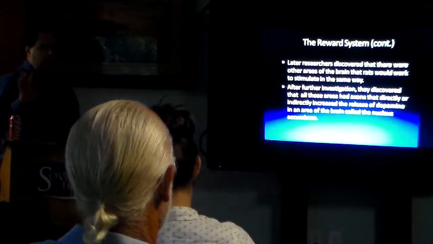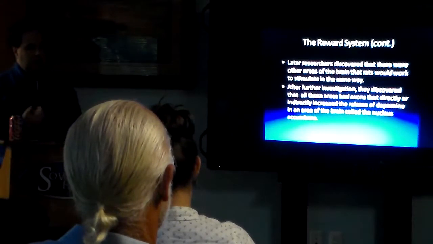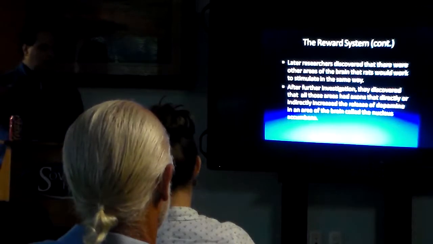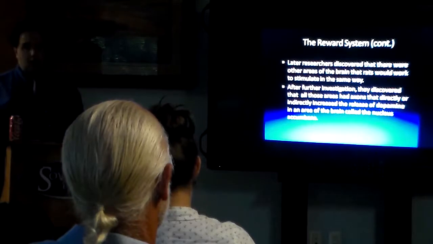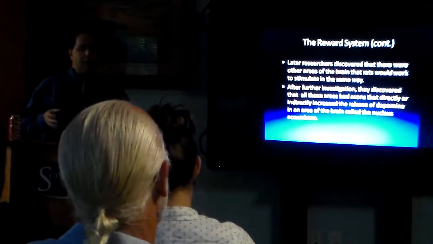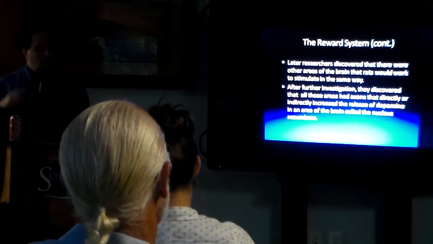So this area of the brain that they were stimulating, they later called the nucleus accumbens. And I'm going to talk about that a little bit. But what that area of the brain does is when it's stimulated, it releases dopamine. And then that goes through the reward pathway.